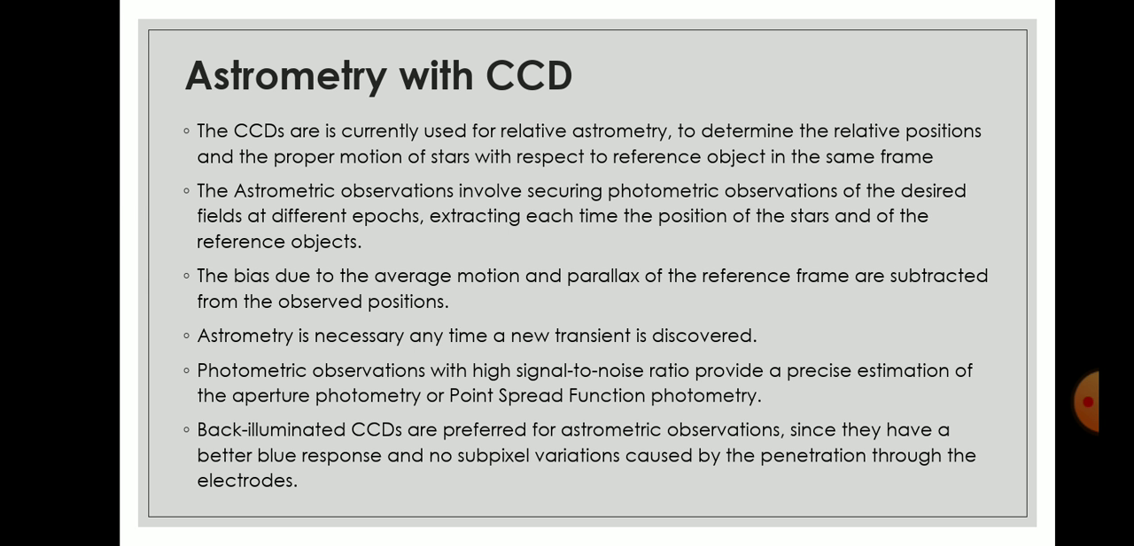Astrometry is necessary anytime a new transit is discovered. Photometric observations with high signal-to-noise ratio provide a precise estimation of the aperture photometry or point spread function photometry. And back-illuminated CCDs are preferred for astrometric observations since they have a better blue response and no subpixel variations caused by the penetration through the electrodes.